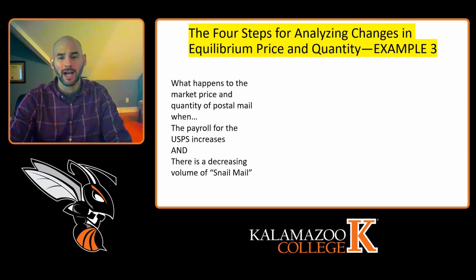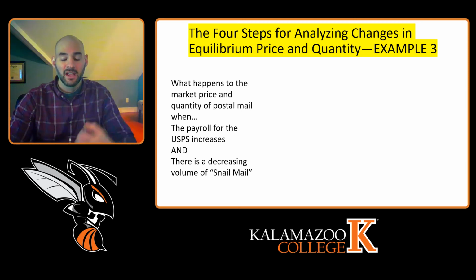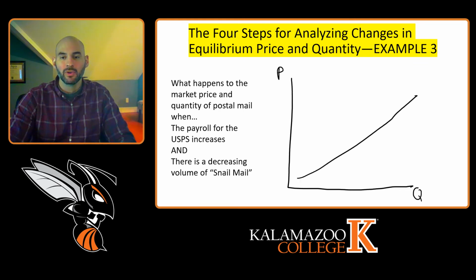So to analyze this problem, to get back to the task at hand and think about how we consider a change in two curves at once, our first step is still the same. We want to draw the initial supply and demand conditions. We have price on the vertical axis, quantity on the horizontal axis, an upward sloping supply curve, a downward sloping demand curve, an initial equilibrium quantity, an initial equilibrium price.